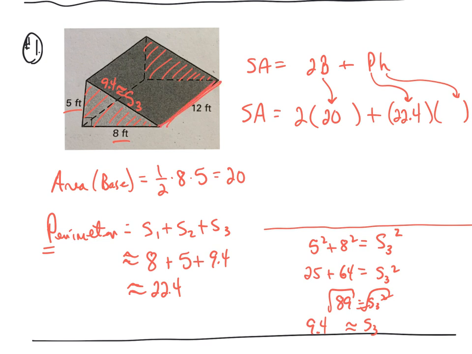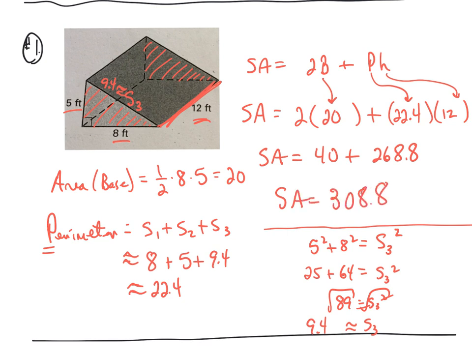And you can see the distance between the bases is given to us in the problem. That distance is 12. So we have all three of the values we need: the area of a base, the perimeter of the base, and the height between the bases. And therefore the surface area then is going to be 2 times 20 plus 22.4 times 12, which is 268.8. And then, when we add those together, we should get, I believe, 308.8 square feet.